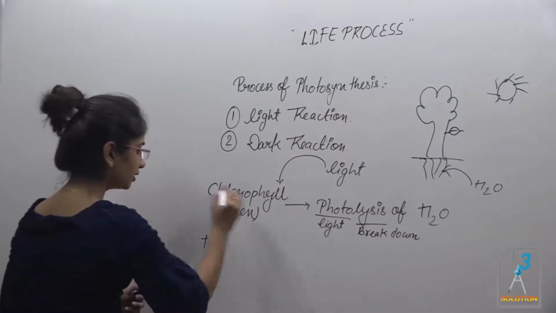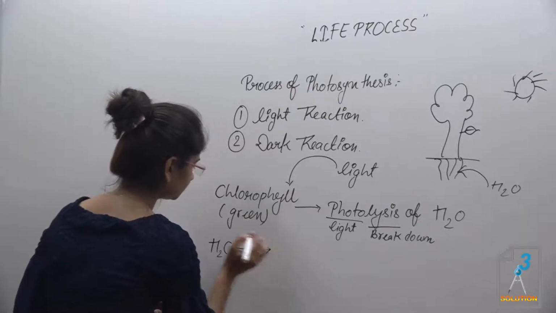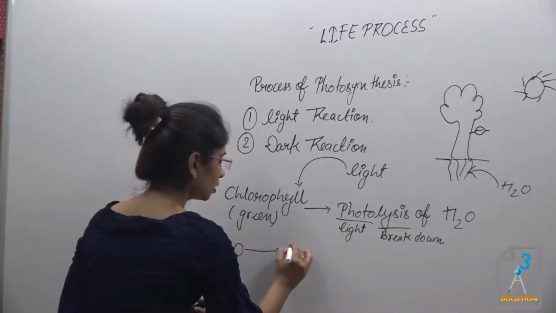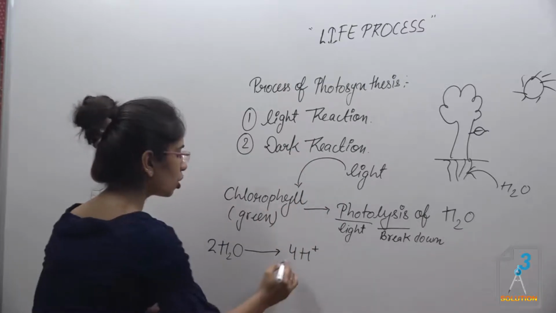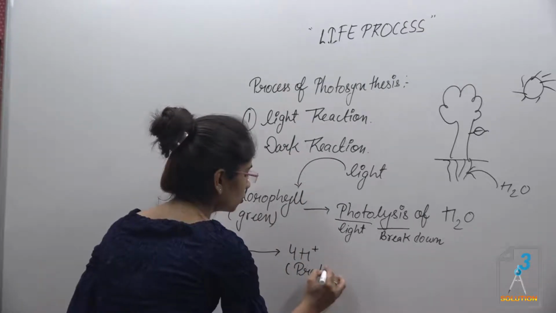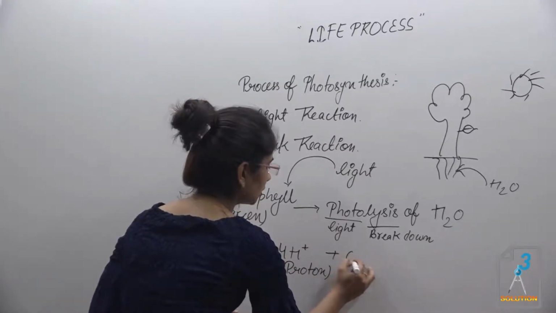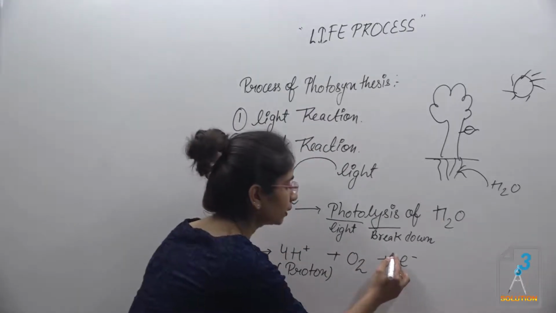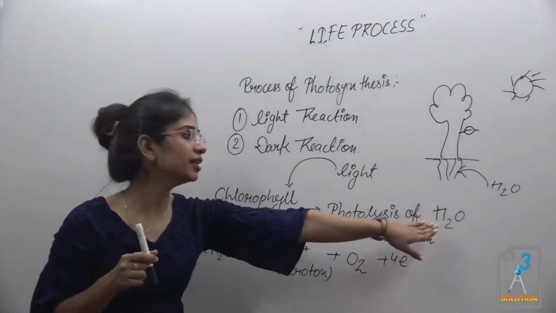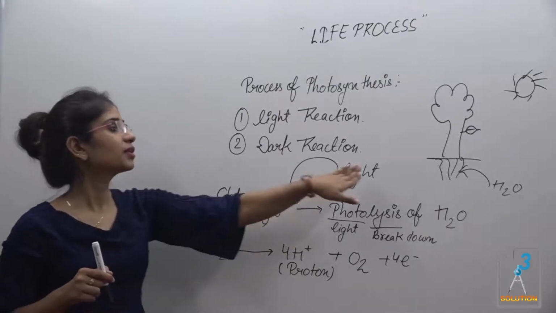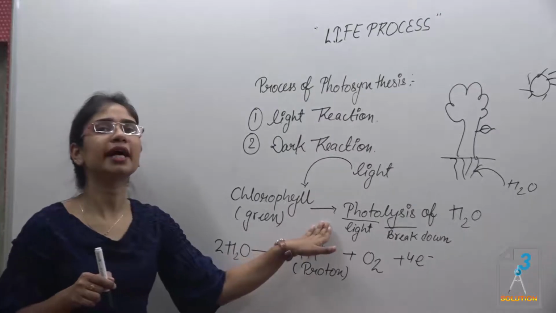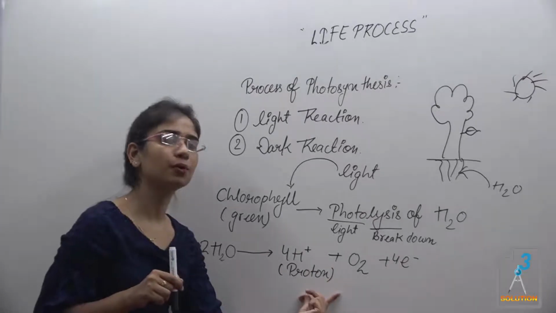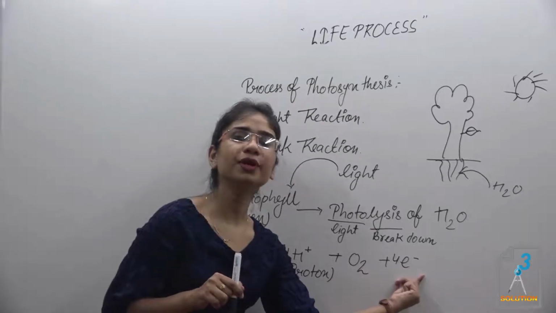Now, as soon as the photolysis of the water occurs, it will show like this. When H2O breaks, 2 molecules of water will release 4 hydrogen ions, also called protons, plus oxygen plus 4 electrons. It's very simple. As soon as the water reaches the chloroplast, it absorbs light, and light causes the photolysis of the water. As the water breaks down, it releases 4 protons, an oxygen molecule and 4 electrons.